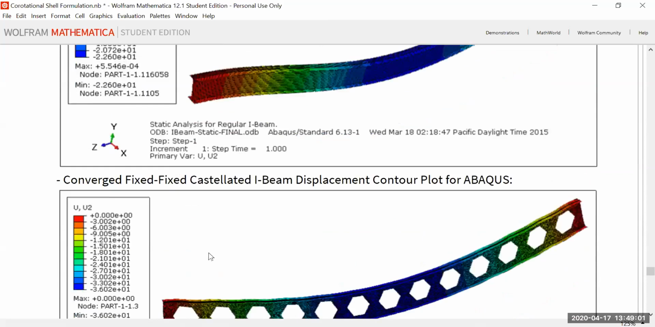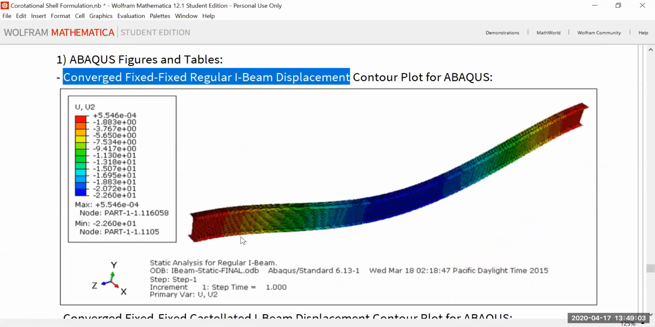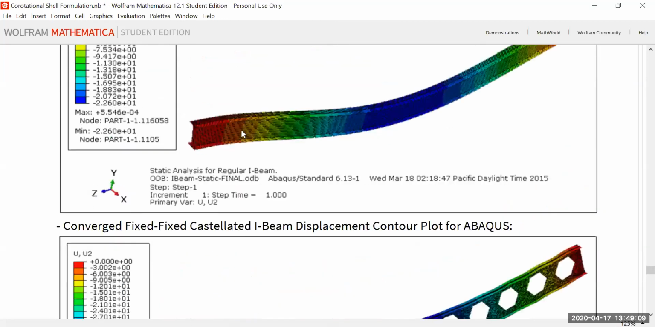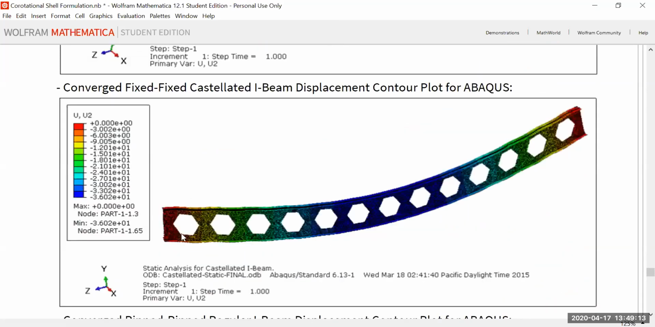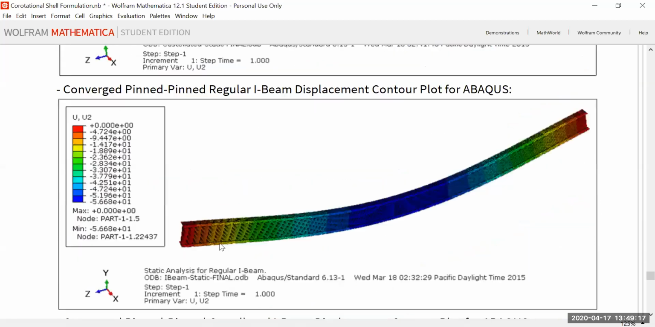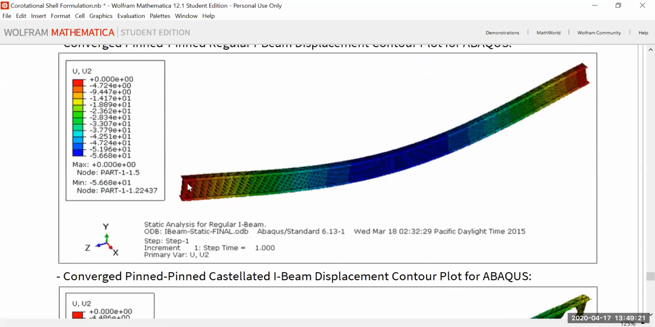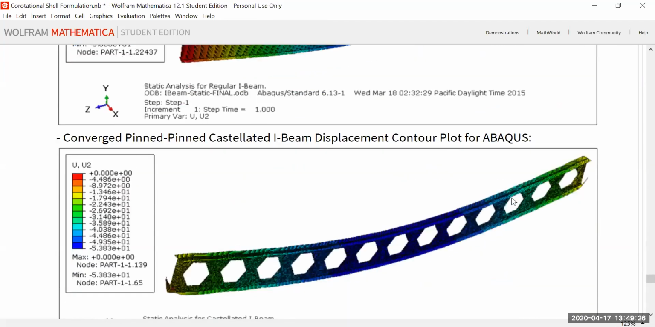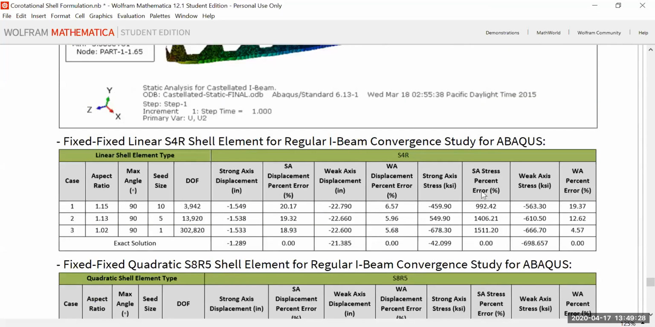Just one thing to note: because you have this reduced fixity, and because you have less moment of inertia because of these holes, you can see here that this has some fixity and this doesn't as much. And then the pin case, this doesn't have as much fixity. They're about similar.